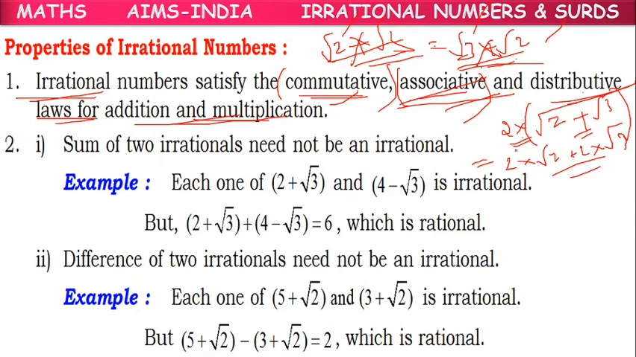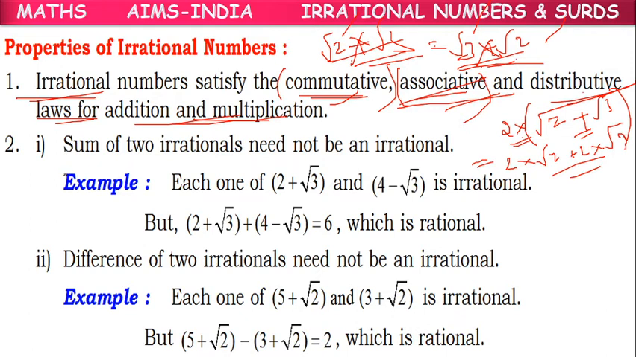So like other number sets, irrational numbers also follow some properties, that is commutative, associative, distributive under addition and multiplication. Only under addition and multiplication. During subtraction and division, these are not applicable.